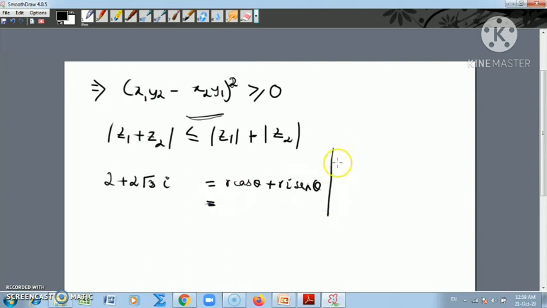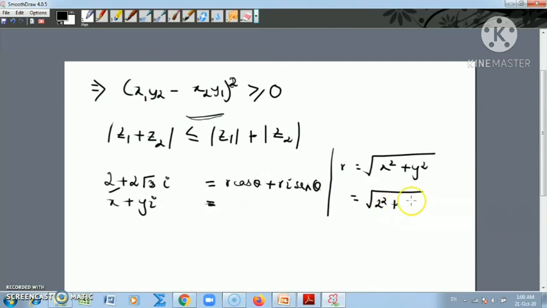We know that r is equal to root over, because this is in the form x plus yi, and what is r? r is root of x squared plus y squared, which is equal to how much? x is 2, so it is 2 squared plus y is 2 root 3, so it is 2 root 3 squared, and this gives the answer to be root over 16, which is 4. So we get r is equal to 4.